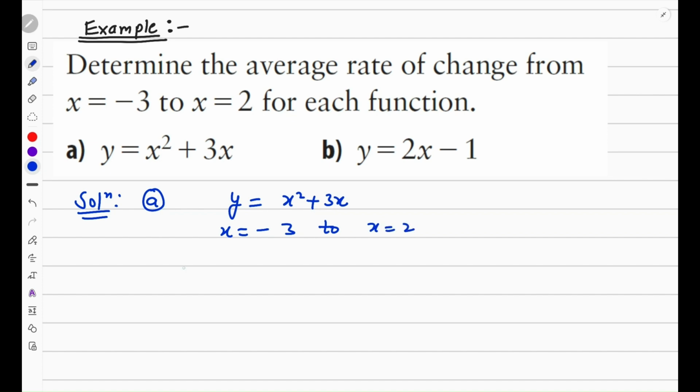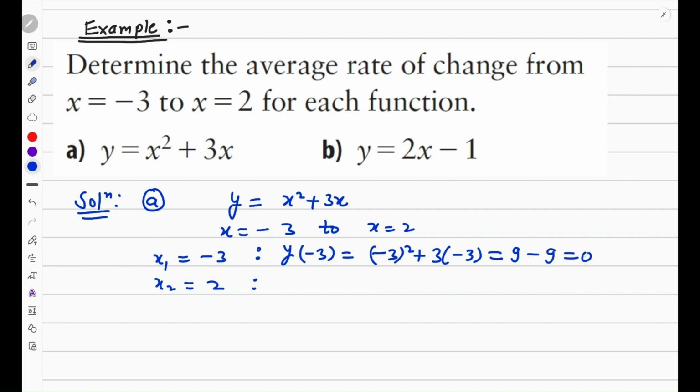So we have the two values of x. We can say that x1 equals minus 3 and x2 equals 2. For the corresponding x, we have the y value. y at minus 3 will be minus 3 square plus 3x. We are just substituting the value of x into the function, which gives minus 3 square, which is 9, minus 9 equals 0. And y at 2 is equal to 2 square plus 3 into 2, which is 4 plus 6, is 10.